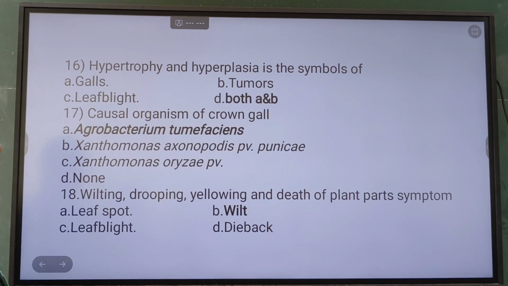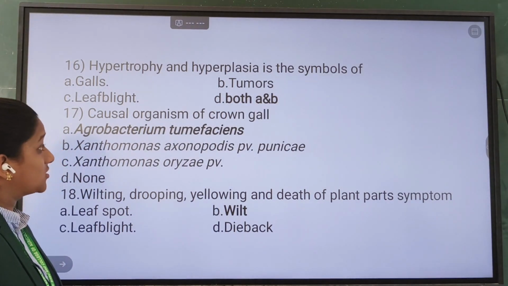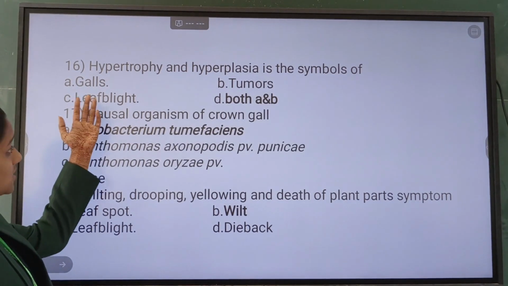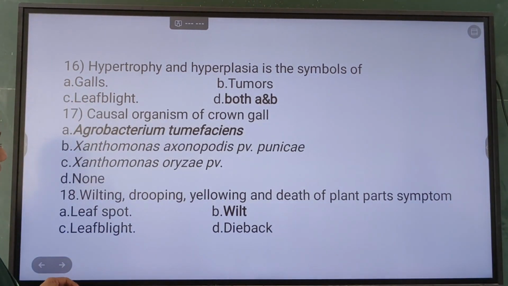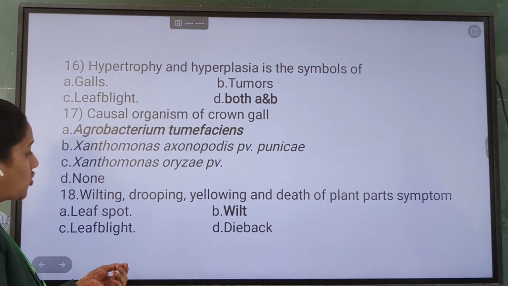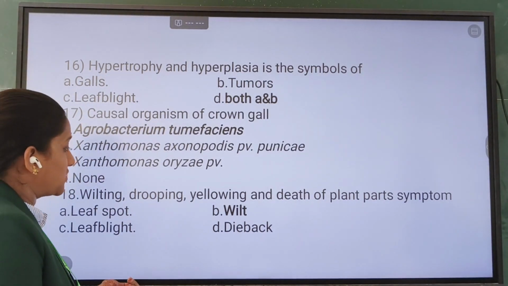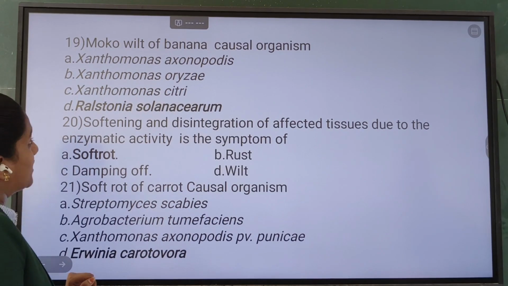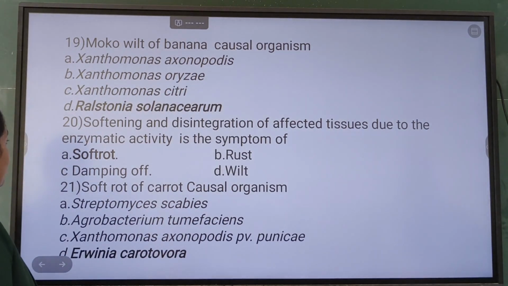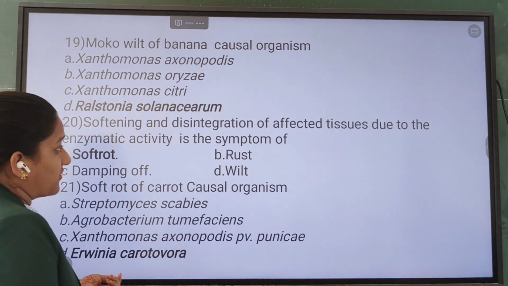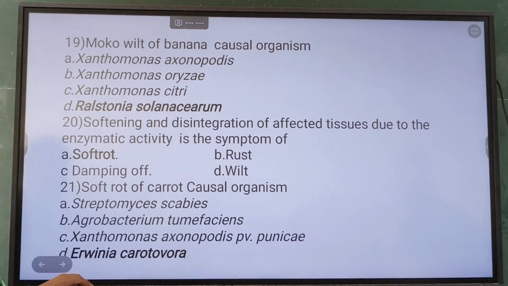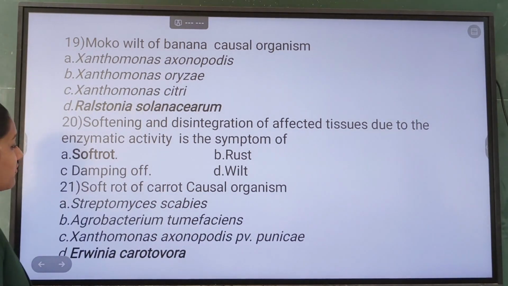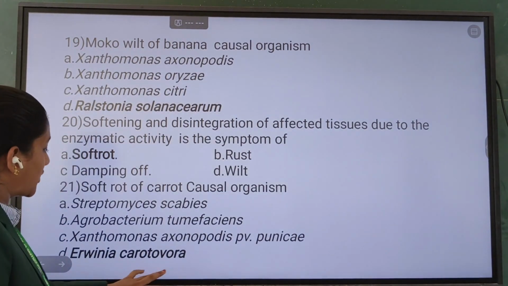Tumors: hypertrophy and hyperplasia is a symptom of both A and B. Galls: causal organism of crown gall, Agrobacterium tumefaciens. Wilting, drooping, yellowing and death of plant parts are symptoms of wilt. Moko wilt of banana causal organism, Ralstonia solanacearum. Softening and disintegration of affected tissue due to enzymatic activities is the symptom of soft rot. Soft rot of carrot causal organism, Erwinia carotovora.